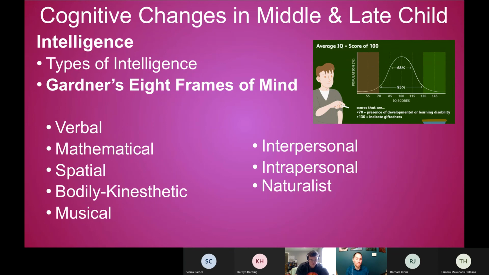So you can see any given person from these 8 frames of mind might be really low in musical intelligence, but might be really high in interpersonal intelligence. So you might be at about medium for all of those, or high for a group of 3 and low for others. So this is where the research in IQ is right now.